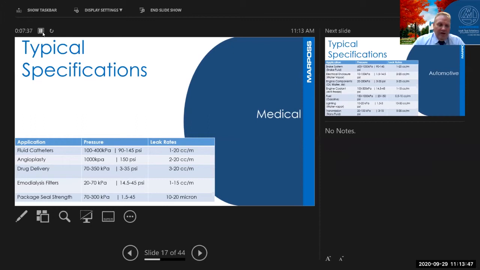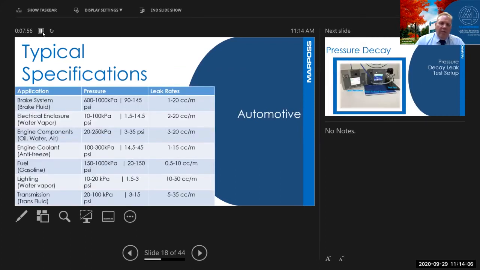And when we start talking about package seal strength, a lot of times what we talk about isn't so much cc's per minute, but we start looking at 10 to 20 microns as far as a hole size. So we're not looking at a flow rate there as much as we are looking just at the actual size of the defect. 10 to 20 micron comes in a lot too in some of the automotive applications, where some of the fuel components have started correlating. Instead of looking for cc's per minute, let's look for a particular hole size in the component. So what you'll see is a 10 micron or a 25 micron hole size in some of the fuel components.